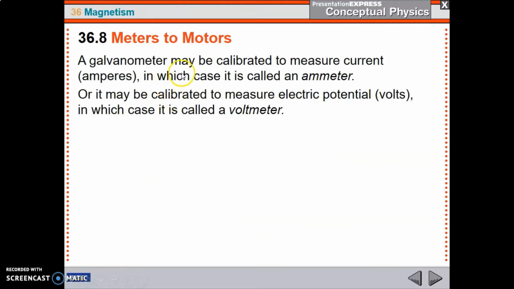A galvanometer may be calibrated to measure current, in which case it's called an ammeter, or it may be calibrated to measure voltage, in which case it's called a voltmeter. Now, if we were in class, I would already have you using ammeters and voltmeters, but we aren't. So you use those in the PhET labs.